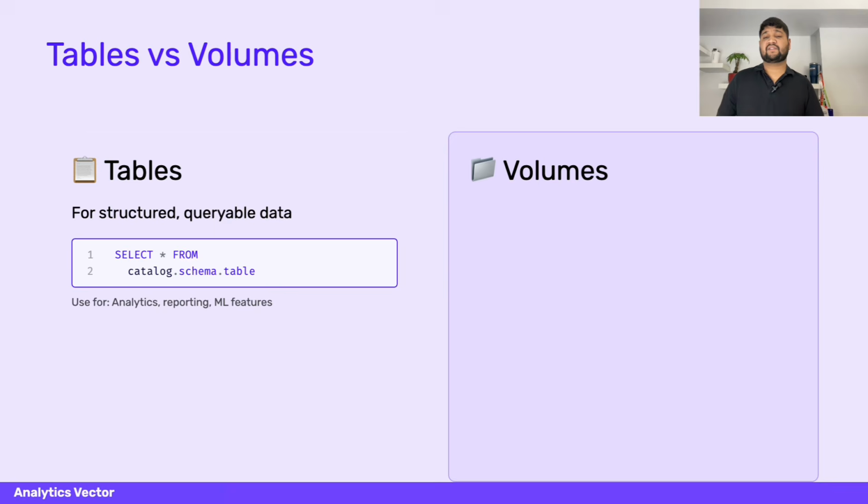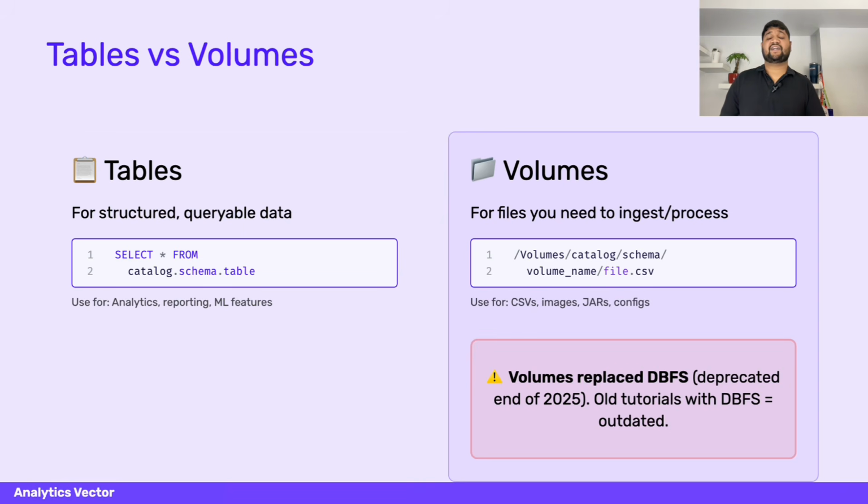something called volumes. Volumes are for non-tabular data, CSVs that you just ingest, images, jar files, config files, anything that isn't a table. A path looks like this, where it has the volume, catalog, schema, volume name, and your file. Think of it this way: tables are structured queryable data, and volumes are for files. Volumes replace DBFS, which is deprecated as of the end of 2025. So if you see old tutorials using DBFS paths, that's the old way.